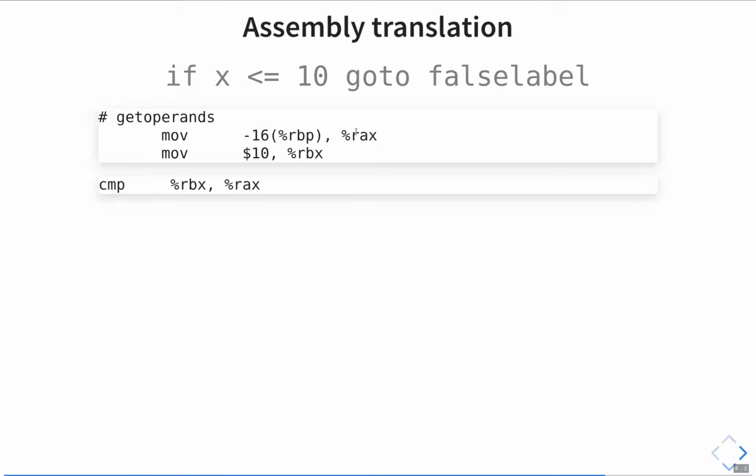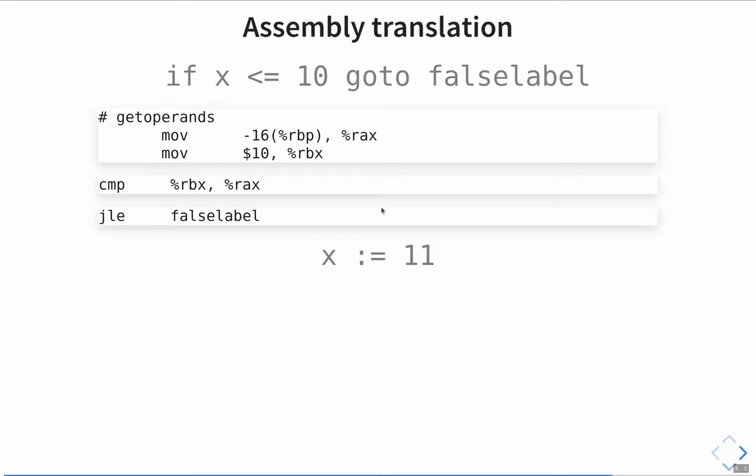Then we'll perform a comparison. So we're comparing RBX to RAX. So conceptually, we're putting RAX on the left-hand side of some operator and RBX on the right-hand side of some operator. And then we're going to do a conditional jump to determine whether or not this inequality holds for some condition. So here we're saying jump less than or equal to false label. So if RAX is less than or equal to RBX, we're going to jump to the false label.